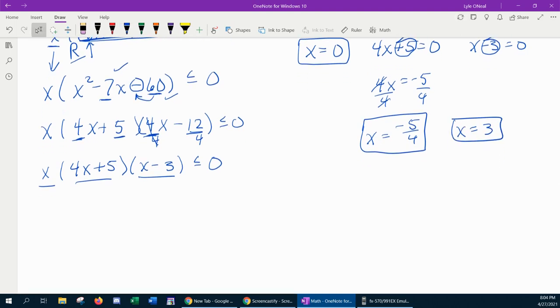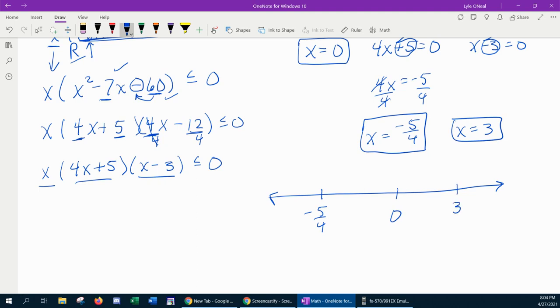So now that I've got my 3 critical points, it's time to go to the number line. I need to put these 3 critical points in the right order. So -5/4 is the leftmost, and then 0, and then 3.